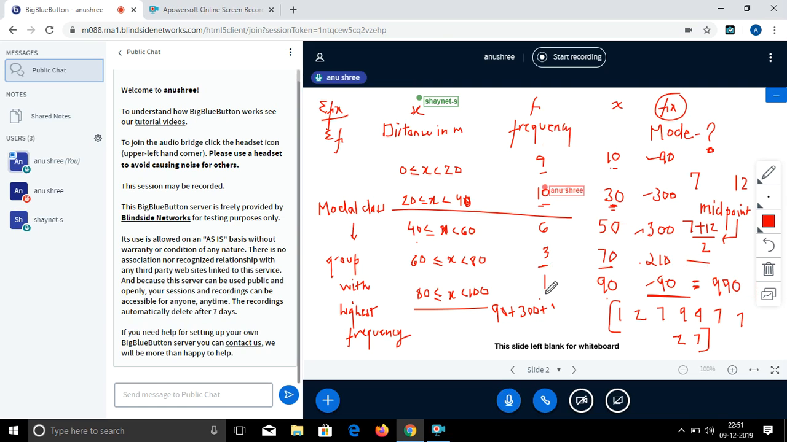Now add all the frequencies. That's 9 plus 10 plus 6 plus 3 plus 1. What's the total? Total of frequency. 29. Yes.